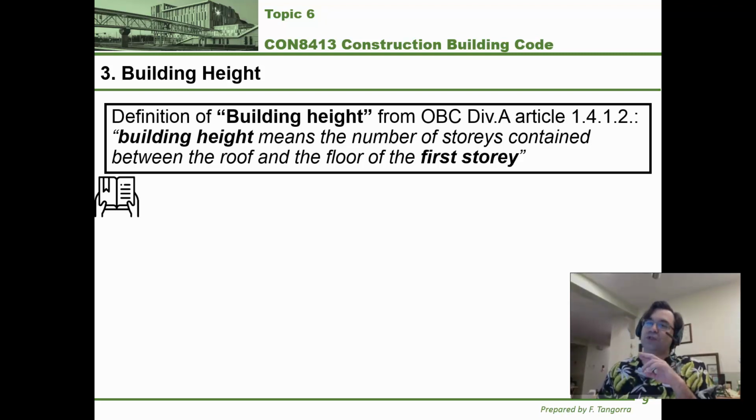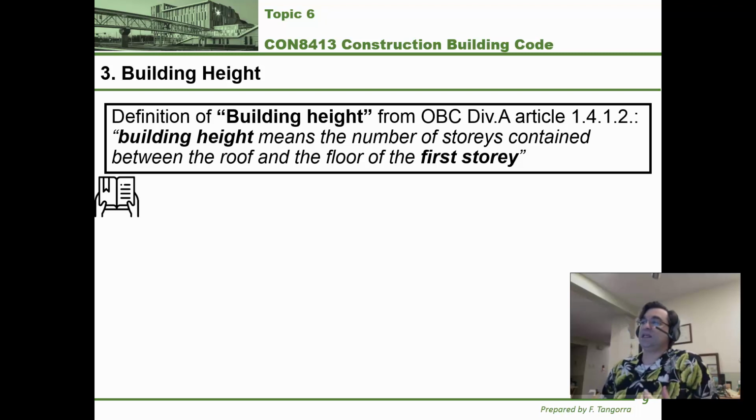The first thing I want to do is go over what the building code defines as building height, which is a bit different from what you and I think of when we talk about building height. So if I'm looking for the definition in the building code for building height, where do I go? By now you know where to go. There's that location in the building code that has definitions, which is Division A, Part 1. Specifically, we're looking for Article 1.4.1.2.